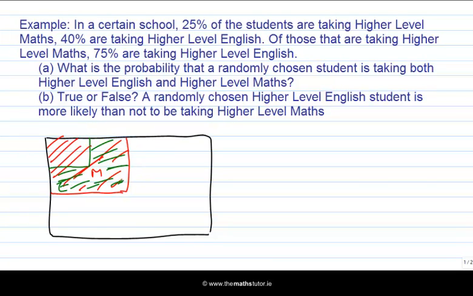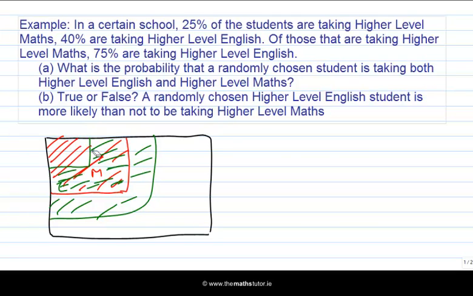And then we're also told that of the entire student population, 40% are taking higher level English. So we need some extra green stuff out here to make the total green area up to 40% of the whole. So we have a green area and a red area, and they overlap in this L-shaped region in here. These represent the students taking higher level English and higher level maths. Okay, so that's a Venn diagram representation.